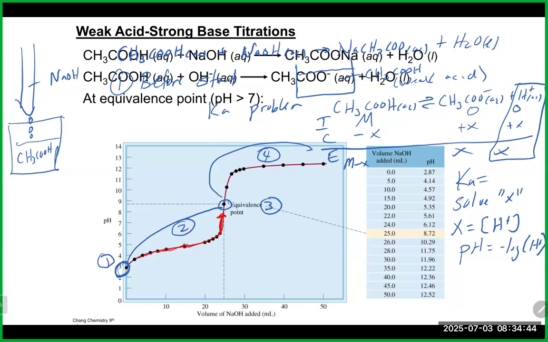So really, spot number 2 here is a buffer situation that's going to occur. You really need the first ICE table to figure out the molarity of your buffer components. And then again, you could use the Henderson-Hasselbalch. So let's talk then about what happens as we do reach the equivalence point in this type of titration.